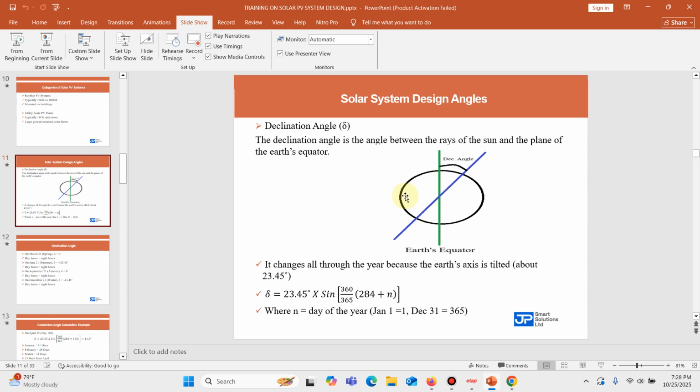Firstly, we have the declination angle at 0 degrees, which means the rays of the sun are directly above and aligned with this line here. So there is no difference in angle. And in such a scenario, we are saying that the day hours are equivalent to the night hours. Then we have the summer, which occurs on June 21st.